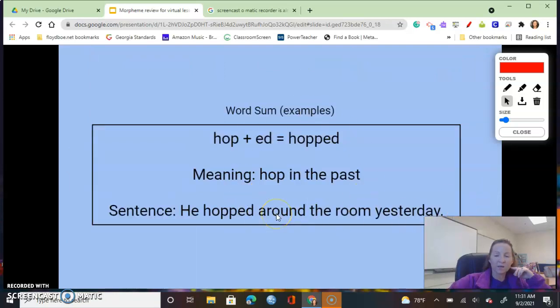Here's a word sum for ED. Hop plus ED equals hopped. I had to double the P because it was a 1-1-1 rule. The meaning: hop in the past. A sentence: he hopped around the room yesterday.